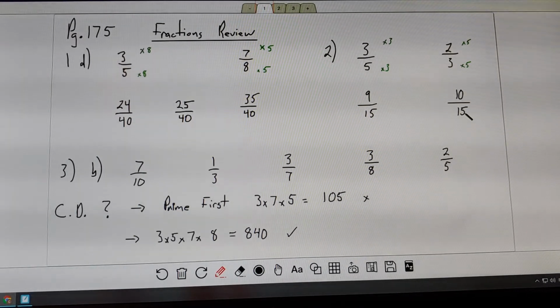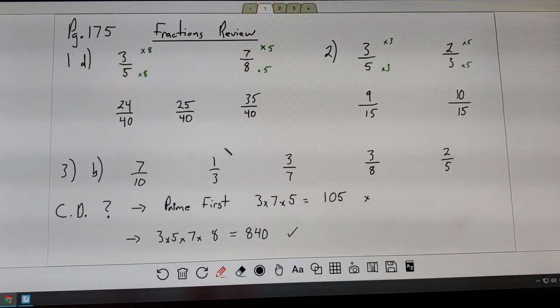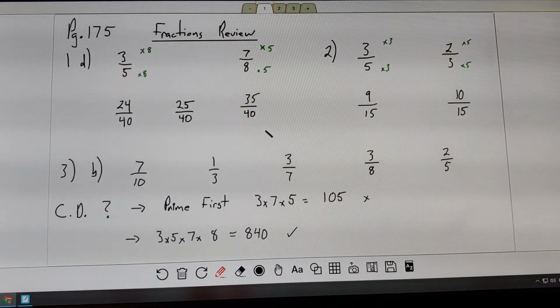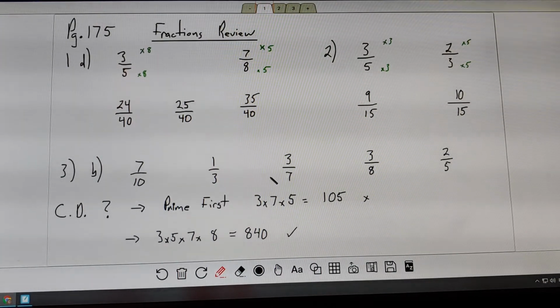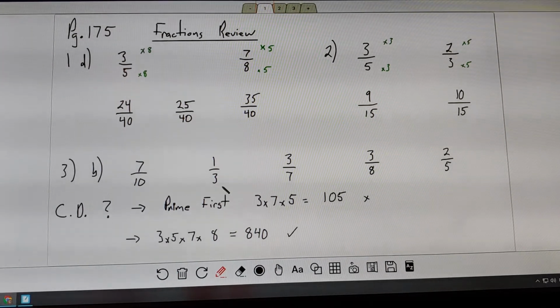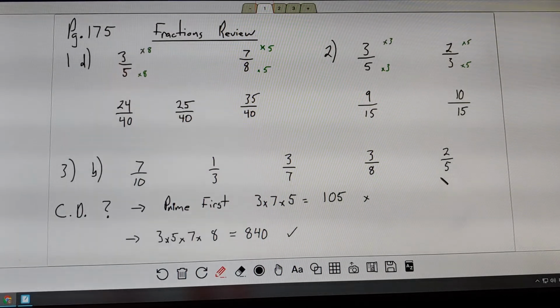For 3, they gave us 5 fractions, all here, and they're saying put them in order from least to greatest. It's basically the same thing as what we're doing up top. It's just now we've got a lot more denominators to try to find a common denominator that works. So that's what I'm doing here. I'm going to try to find the common denominator. So I looked at the prime numbers first, 3, 7, and 5, because I know those have to be multiplied in. Otherwise, we'll never find a common denominator. So that gave me 105.